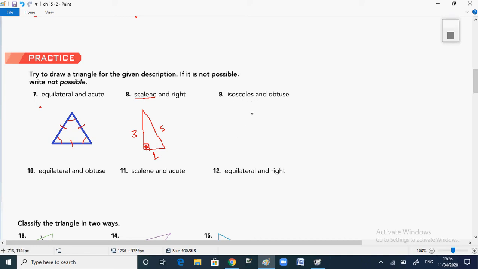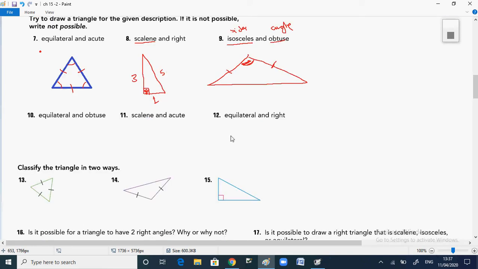Isosceles and obtuse. Isosceles depends on what? Sides. Obtuse angle. So look, this side equal to this side, and here I have obtuse angle. Okay? Now, equilateral and obtuse. Equilateral means all sides are equal. Look. Equilateral, all sides are equal. And here I have obtuse angle.